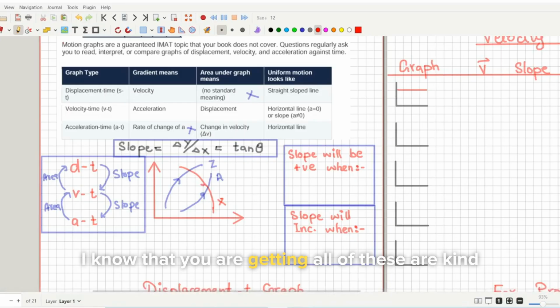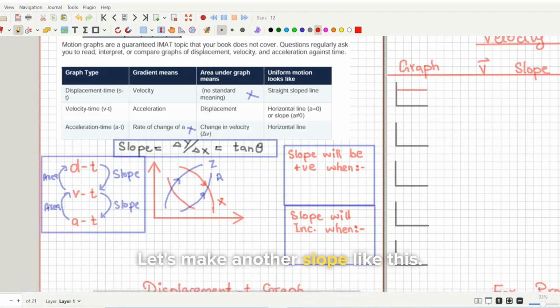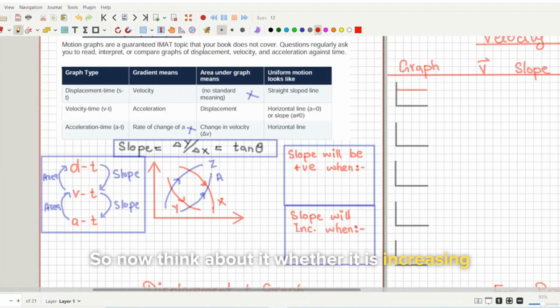I know that you are getting all of these kinds of MCQs wrong, but at the end I will give you a shortcut about how to learn these things. Let's make another slope like this. Let's say it is y. So now think about whether it is increasing or decreasing. If you thought decreasing, then you thought right. If you thought positive, then you thought wrong, because it is negative.